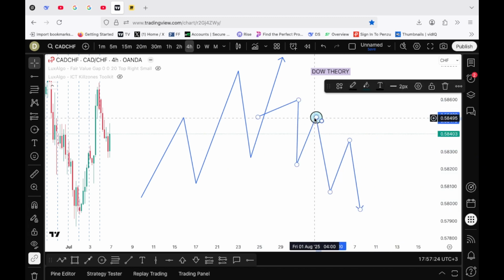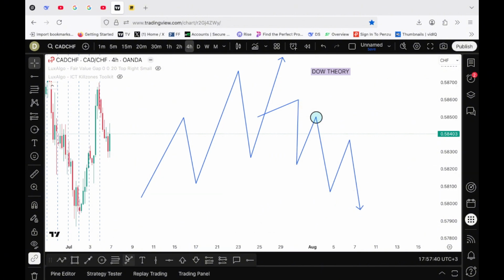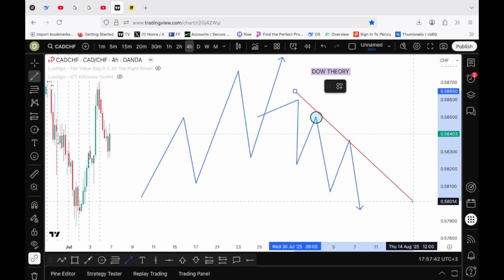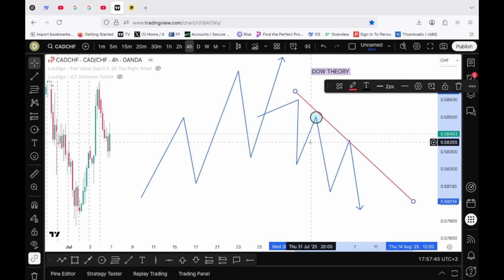low here, this high is lower than this high, and this high is lower than this high. So generally, and this low is lower than this low, and this low is lower than this low. So generally, according to Dow theory, this market is trending downward. And the opposite is true.